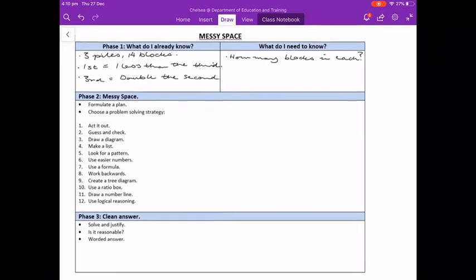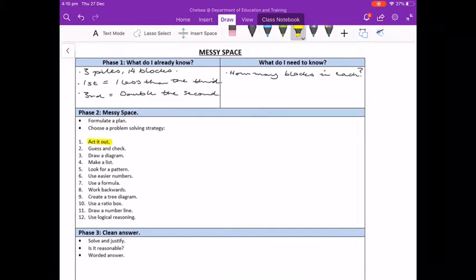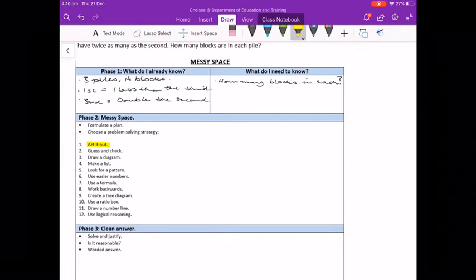Let's look at phase 2, our messy space, where we are acting it out. Now in this chance, I'm going to act it out using the Apple Pen. The reason we use act it out is when there are problems that are hard to visualize, and it makes sense to act it out and give it a go if you can. It helps you experience problems and discover strategies that will eventually lead to a solution. We also could do this through manipulating concrete objects to mimic the actions and solution within the problem. So I'm going to go through and demonstrate this method for you.